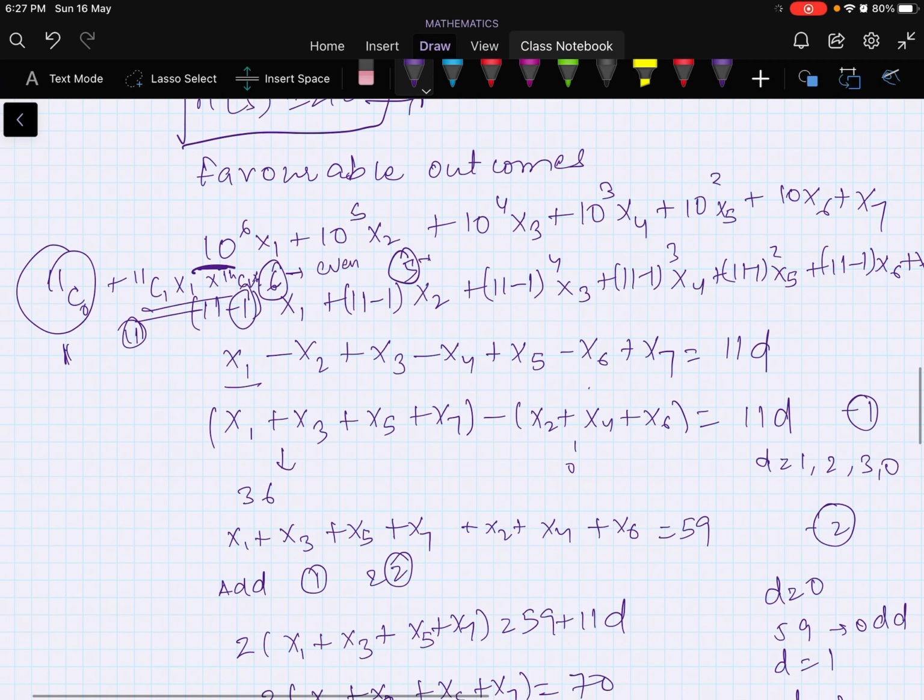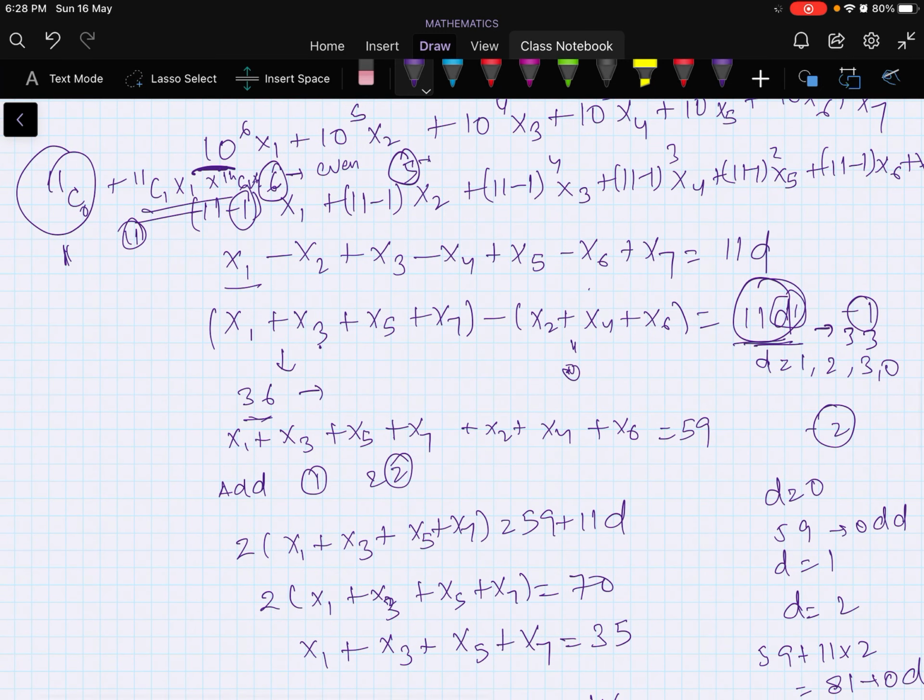Now we know that these values can go up to 9 at most. So what is the maximum of this term, x1 plus x3 plus x5 plus x7? We have separated the minus and plus terms, so all these values are positive. So maximum it can go up to 36. We just have to find the maximum. So for 11d, we can conclude that the maximum this value can attain is 33. So what are the possible values of d here? 0, 1, 2, 3. Only these four values d can assume till now.